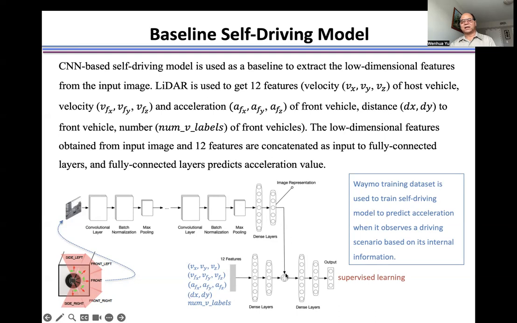And then we put them together as the input to fully connected layers to predict the acceleration of a self-driving vehicle. We use supervised learning to train the model on the Waymo dataset to predict the acceleration of the self-driving vehicle when the model observes this input image with these 12 features. That's just like a one-to-one mapping.